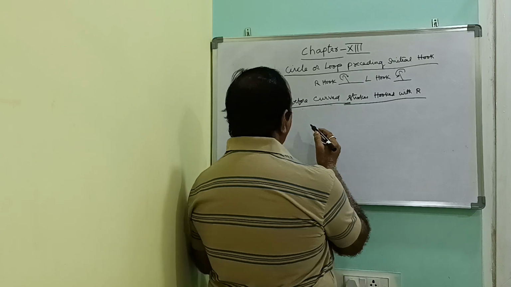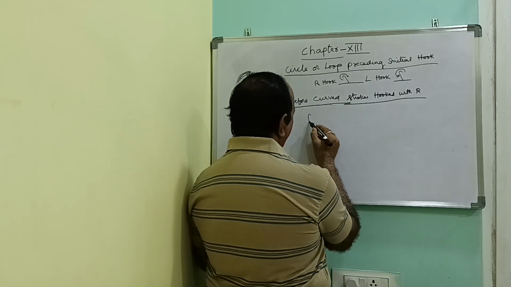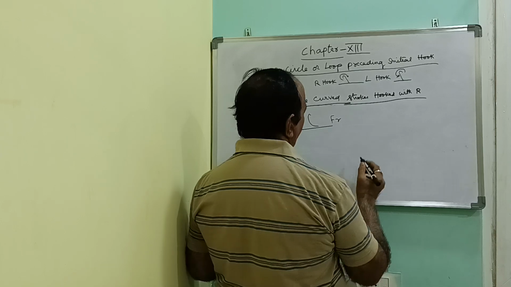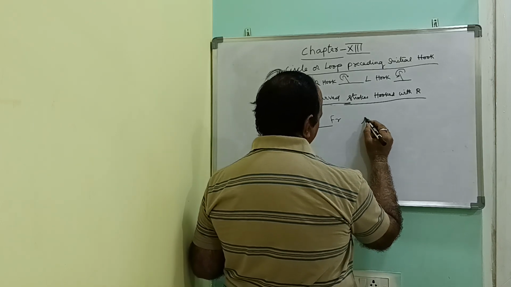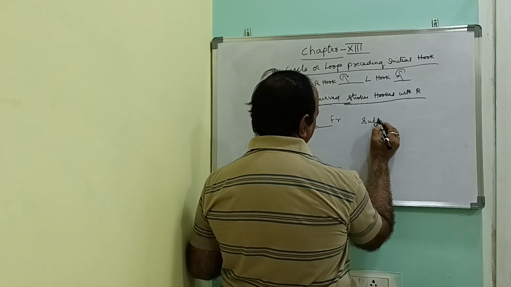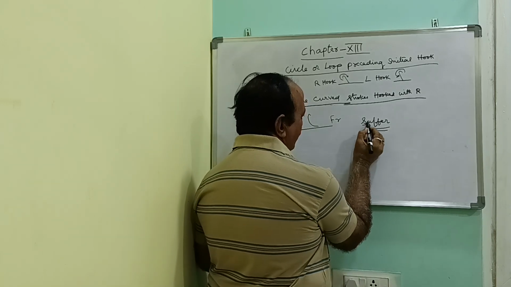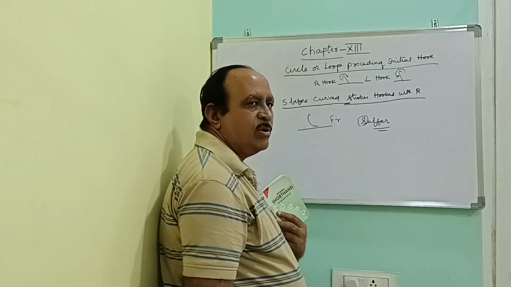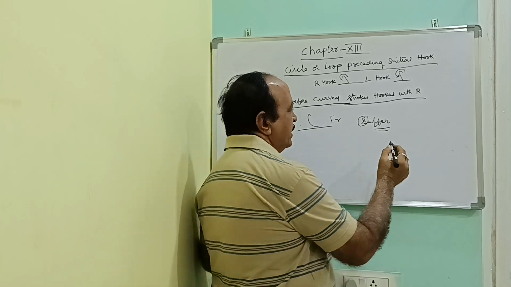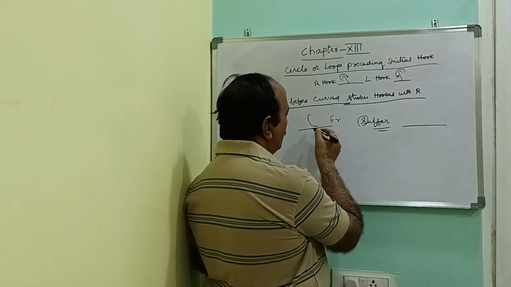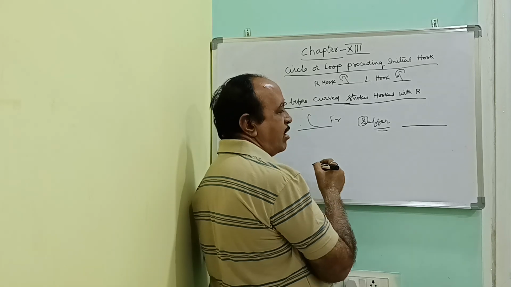Fine? See, for example, this is fur. F and R, fur. Suppose suffer, for example. See, before this fur, there is the sound of S here. Then, how will you add this sound S to the curve strokes hooked with R?